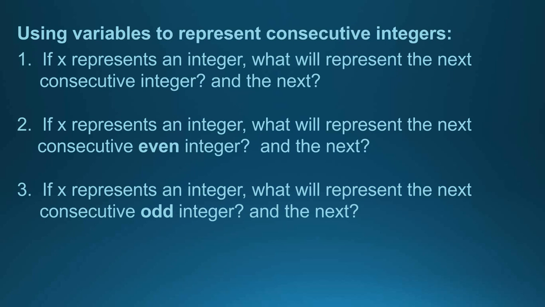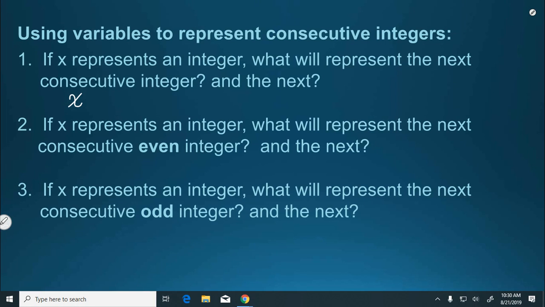So using variables makes this a little bit tricky. We're going to use variables to represent consecutive integers and to build equations. If x represents an integer, what will represent the next consecutive integer and the next? If x is some number, to get the next number, all I have to do is add 1. So x is our first integer, x plus 1 would be the next, x plus 2, x plus 3, x plus 4, x plus 5. By getting to x plus 5, I have 6 integers ready to go to prepare an equation.